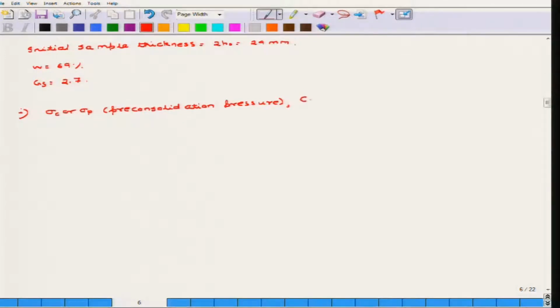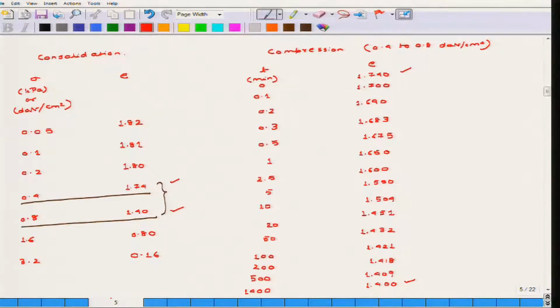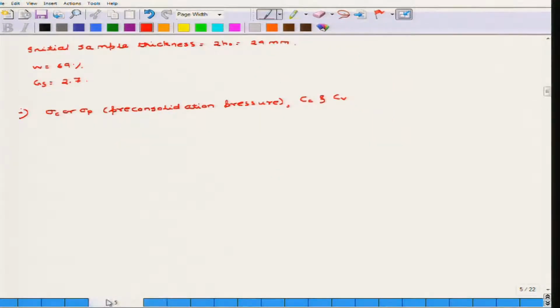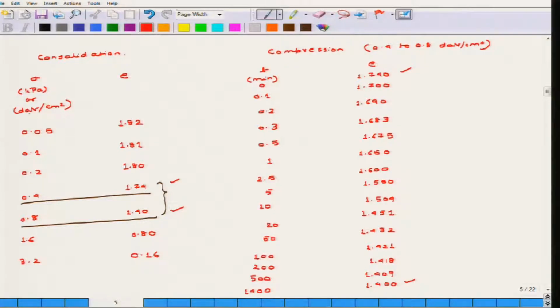Then Cc and Cv. Now, we all know that Cc is the compression index and Cv is the coefficient of consolidation. So, that is the first question asked. The first thing you have to do is plot both the consolidation as well as the compression curves. Initially, in order to plot them, you first have to find out what the e naught, or the initial void ratio, was at zero pressure.